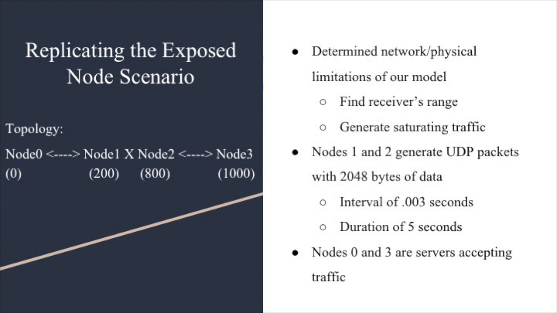where nodes 1 and 2 are within range of each other, but nodes 2 and 0 are out of range, and nodes 1 and 3 are out of range. So if we think back to the original picture that we saw for the exposed node instance, this replicates that same scenario. And so to actually saturate the link, we had nodes 1 and 2 be the senders in this topology, and they generated UDP packets with 2048 bytes of data sending at an interval of 0.003 seconds, and we ran our experiment for a duration of 5 seconds. And naturally, nodes 0 and 3 are the servers accepting all this generated traffic.